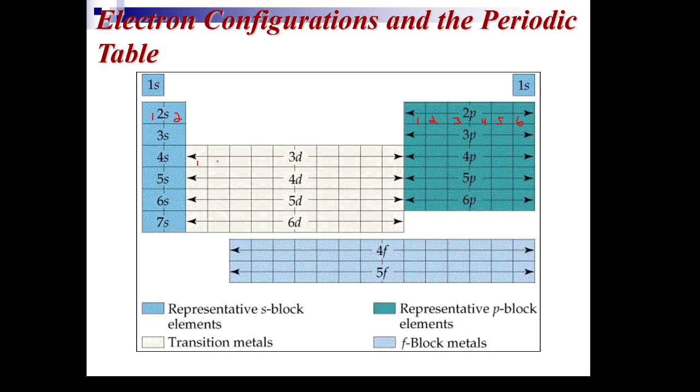This would be 3d1, 3d2, 3d3, 4, 5, 6, 7, 8, 9, and 10. And same thing down here, 1 through 14. 4, 5, 6, 7, 8, 9. So my lanthanides and my actinides are the ones that have the f orbitals. 12, 13, and 14. And this goes all the way down.